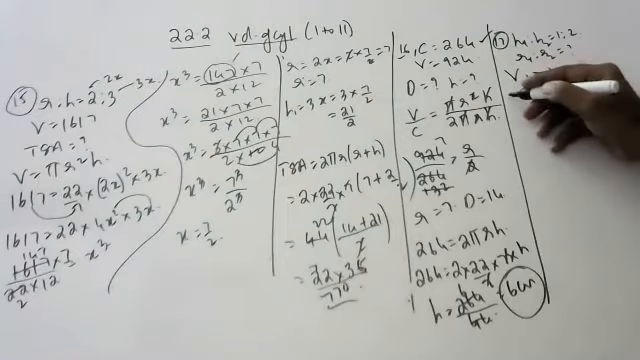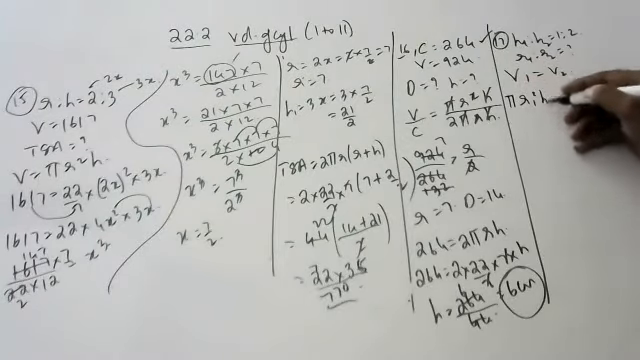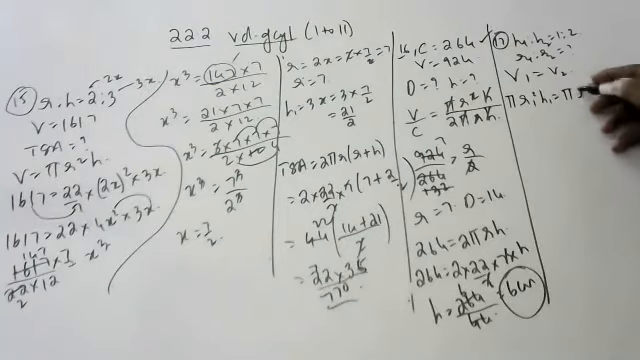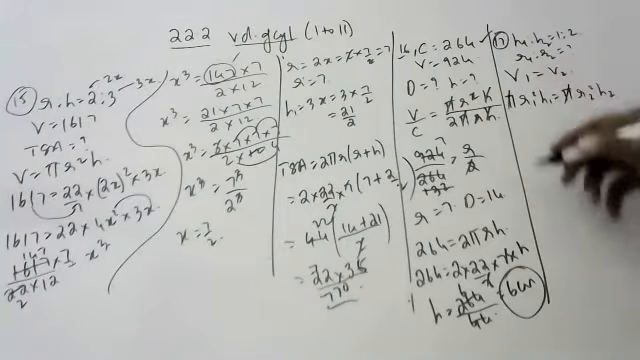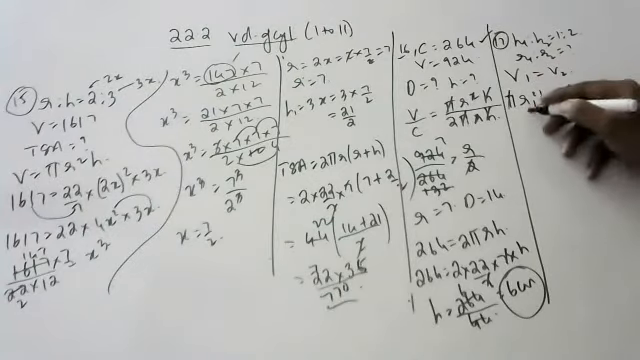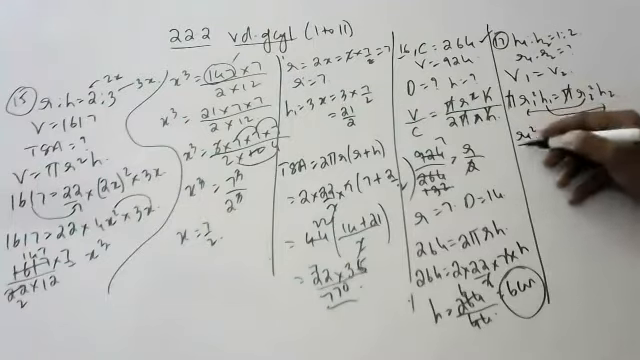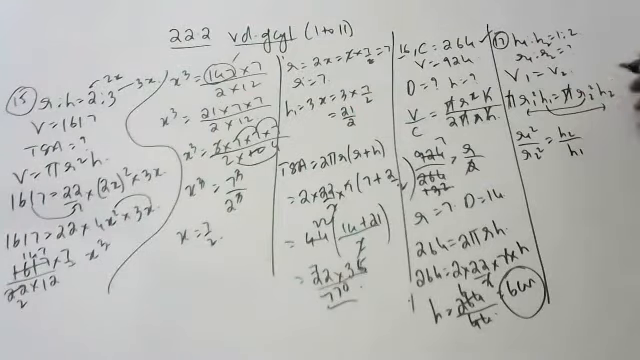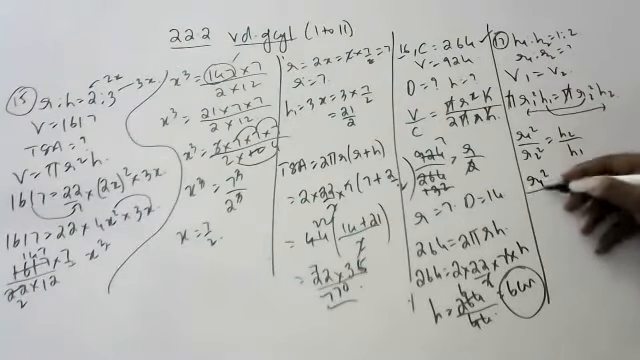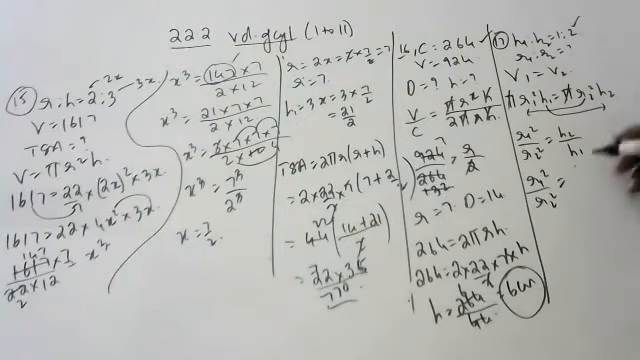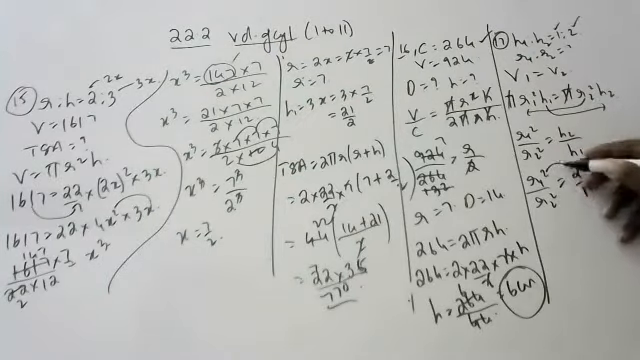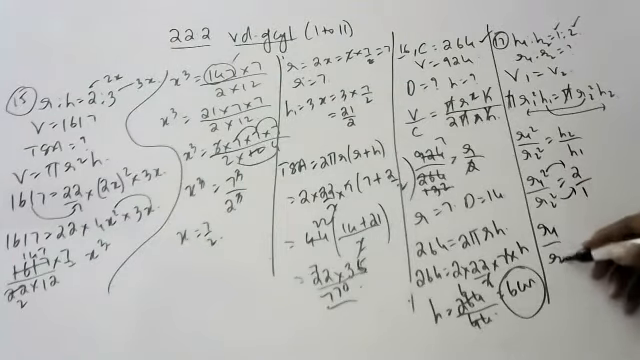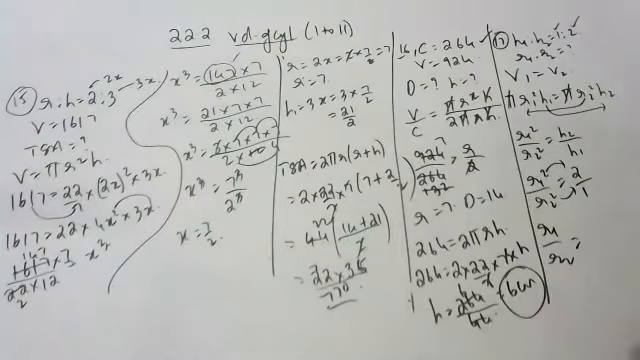Volume is equal to pi r1 square h1, and pi r2 square h2. Pi cancels. R1 square by R2 square is equal to H2 by H1. H2 by H1 is 2 by 1. Square comes here, so when the square goes to the other side, root will come. Root 2 by root 1, that is root 2.